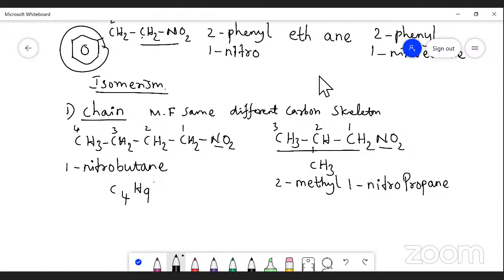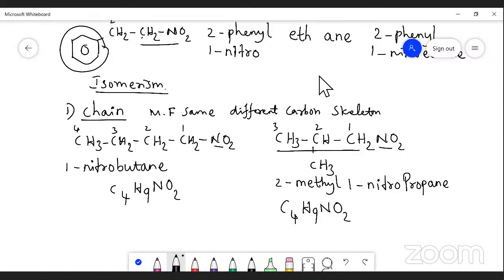9 hydrogen, and an NO2 group is attached. This compound is 2-methyl-1-nitropropane. In this compound, how many carbons? 1, 2, 3, 4. There are also 4 carbons. How many hydrogens? There are also 9 hydrogens. How many nitro groups? Only 1 nitro group.